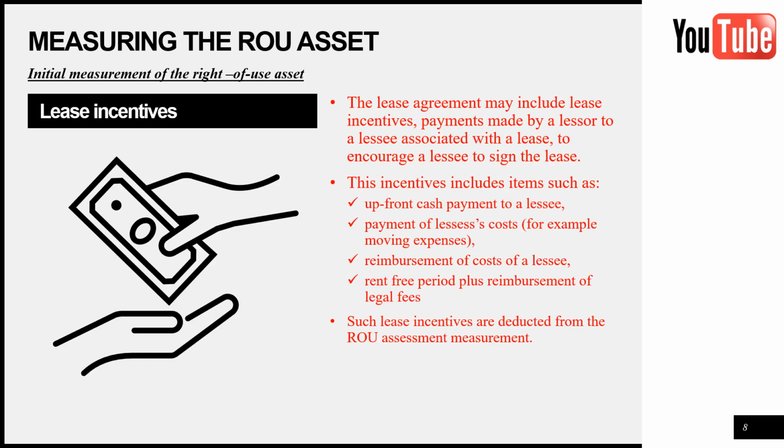Lease incentives may include payments made by the lessor to a lessee associated with a lease to encourage the lessee to sign the lease agreement, and such incentives may include an upfront cash payment to a lessee, payment of lessee costs, for example, moving expenses, reimbursement of cost of a lease, a rent-free period, plus reimbursement of legal fees. Such lease incentives are deducted from the right of use asset measurement.